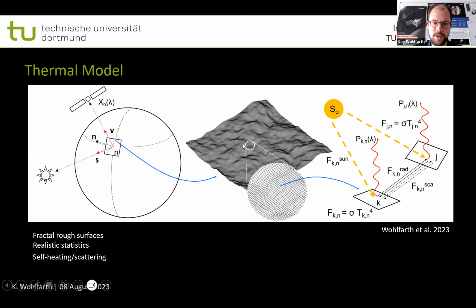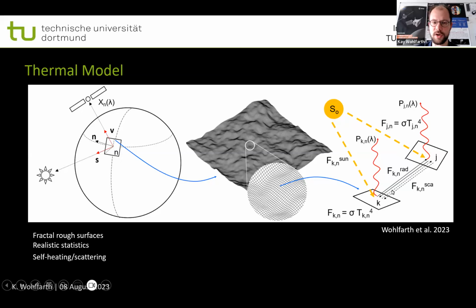Then you can zoom in and see those small patches, or the small pixels. And for each pixel, I computed the following. So there is the sun that illuminates each pixel and heats the pixel. Then the pixel scatters light to the pixels nearby and emits thermal radiation so that they heat the other pixels. That is called self-scattering and self-heating.